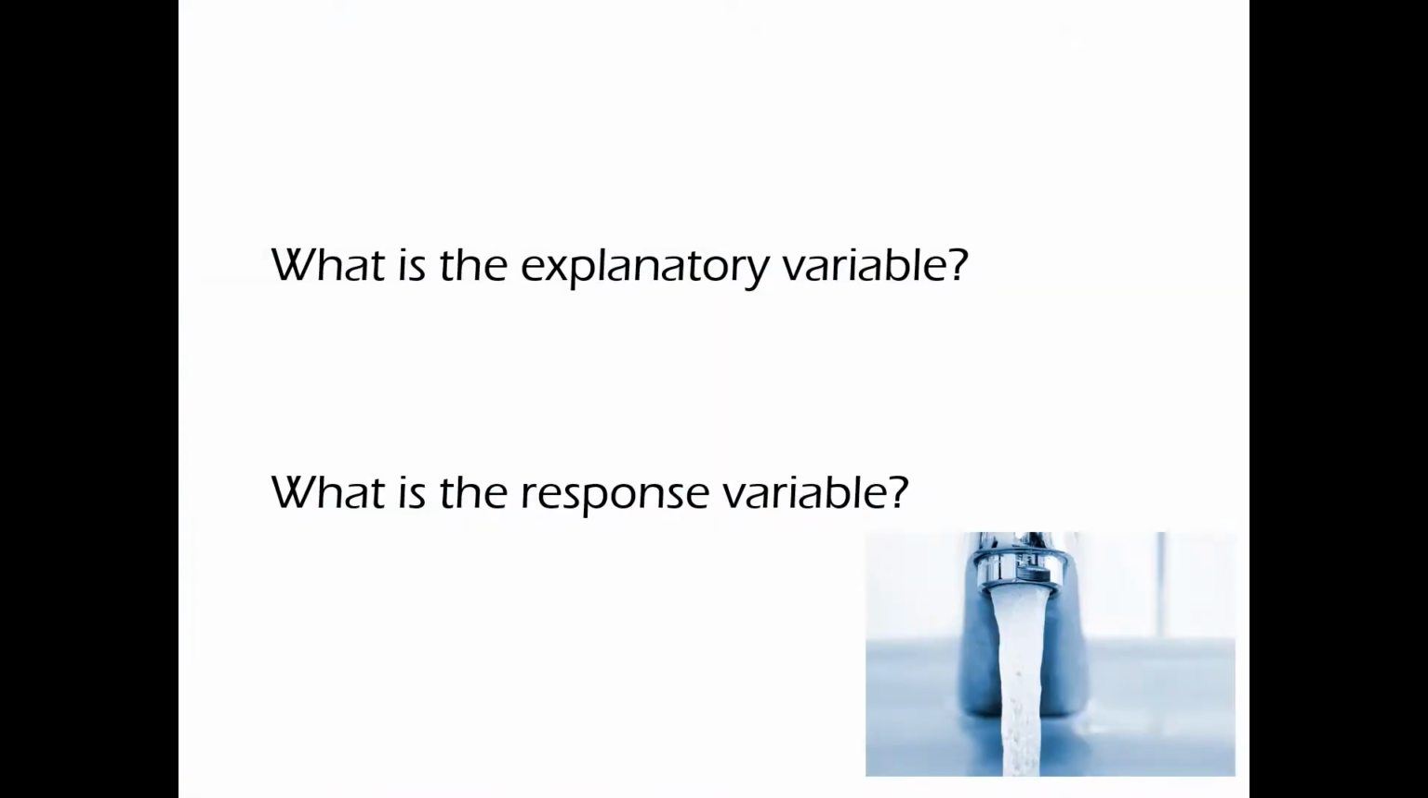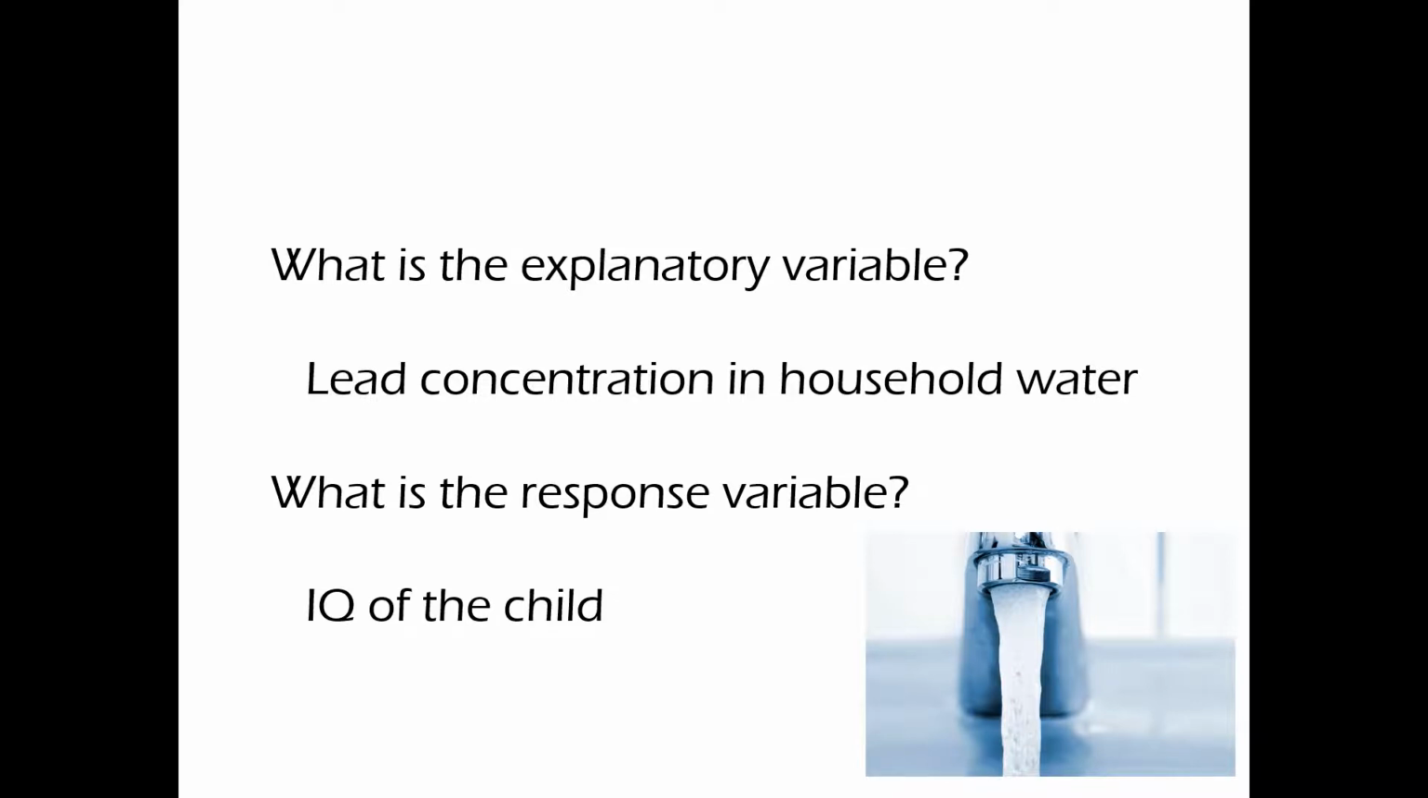You can pause here and think about what is the explanatory variable and what is the response variable. You can press continue when you have your answer. So in this case, the explanatory variable is the lead concentration in household water, and the response variable is the IQ of the children.